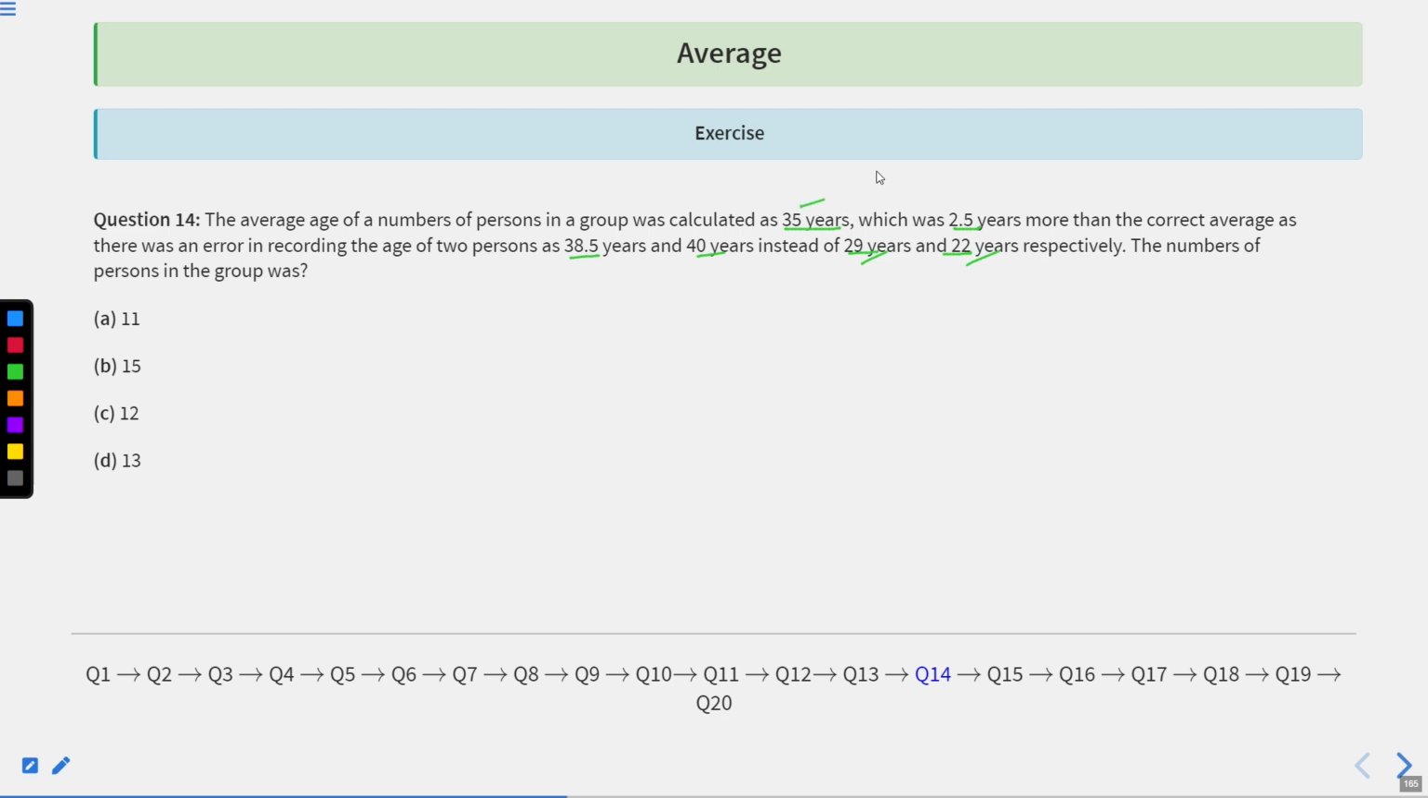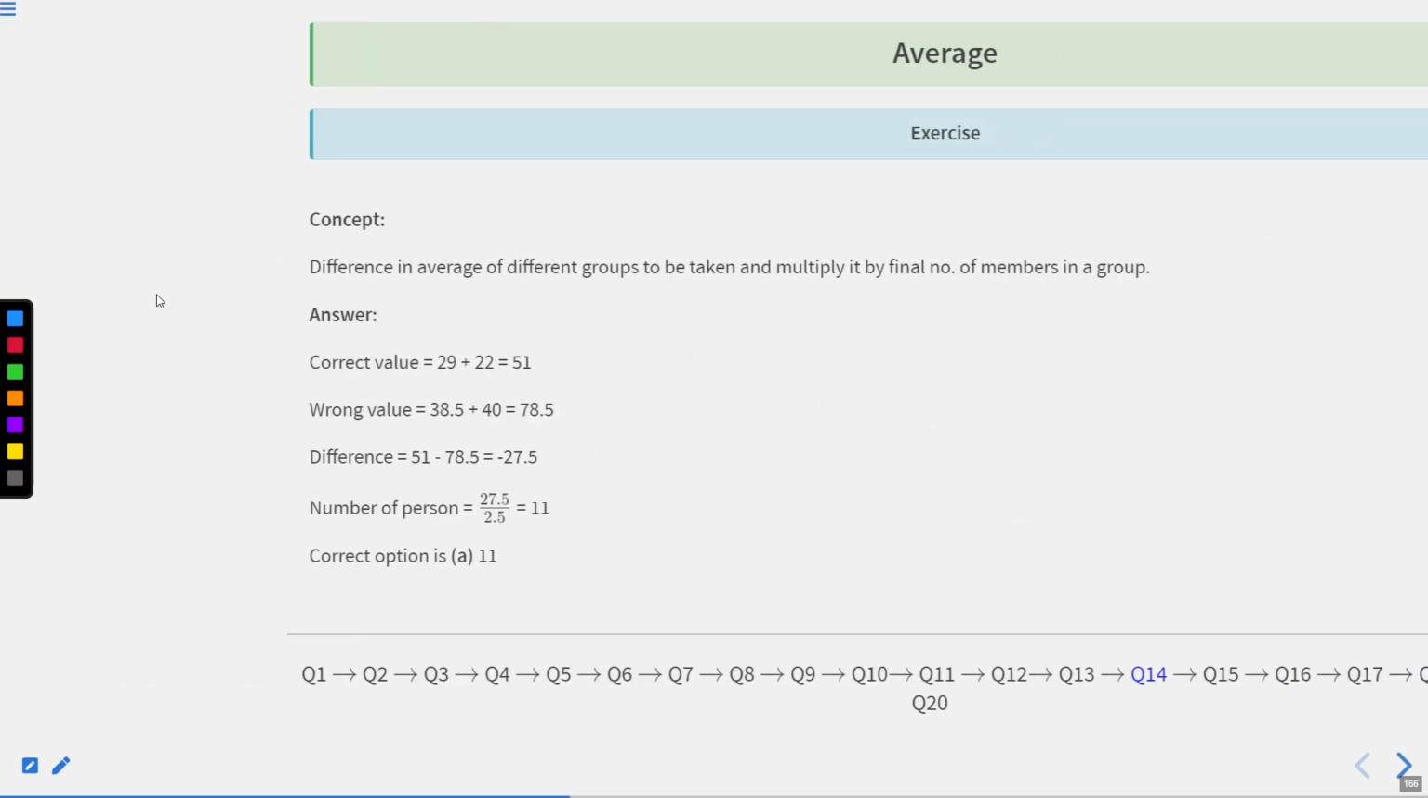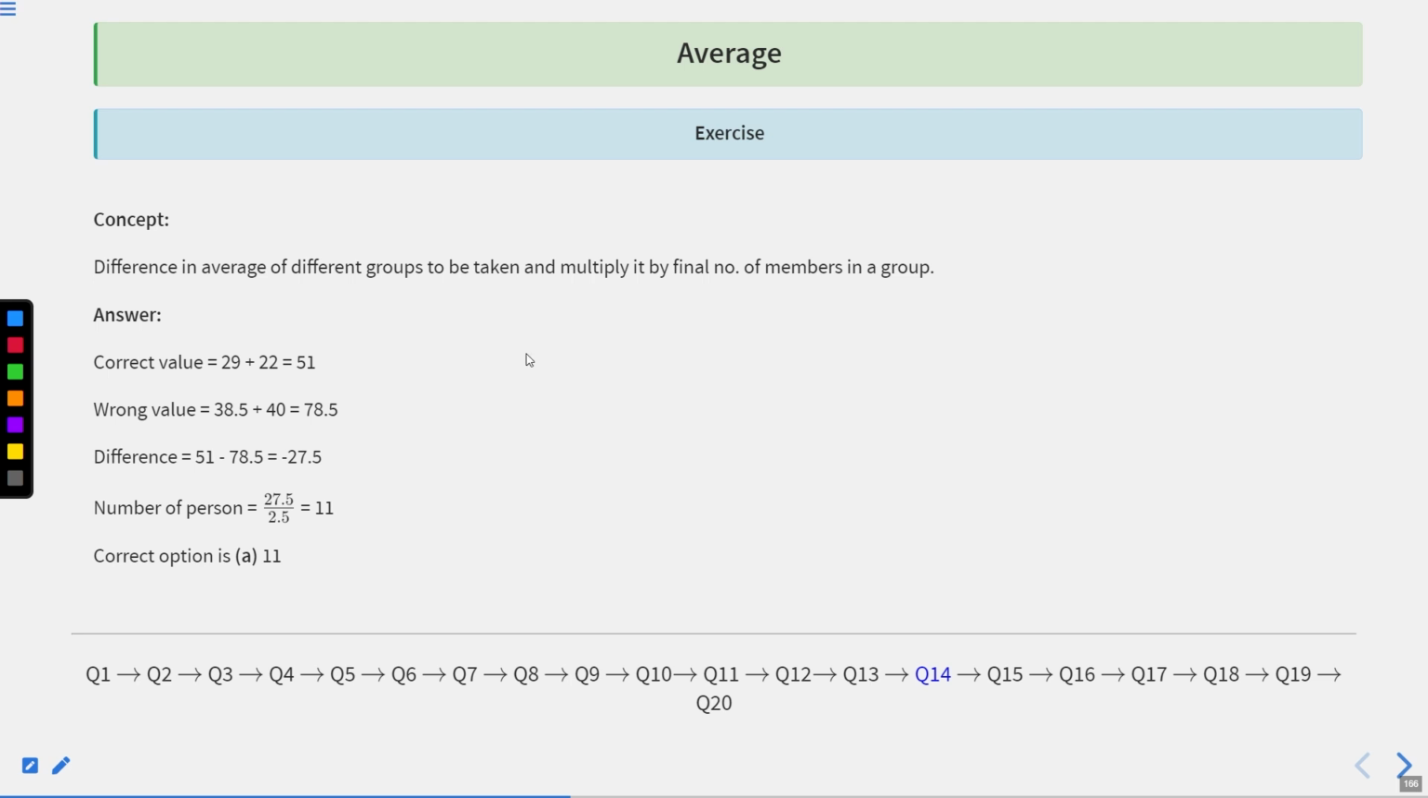Okay. So in this question, we are not interested in finding the new, corrected average, but actually we are interested in how many people were in the group. So that is what we want to find here. The concept that will be useful is the difference in average of different groups, to be taken and multiplied by the final number of members in the group.